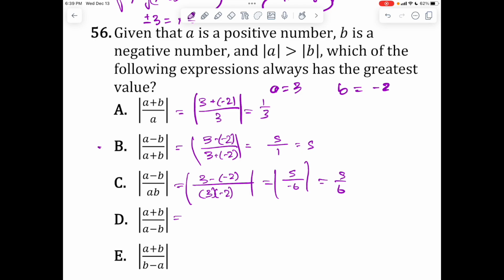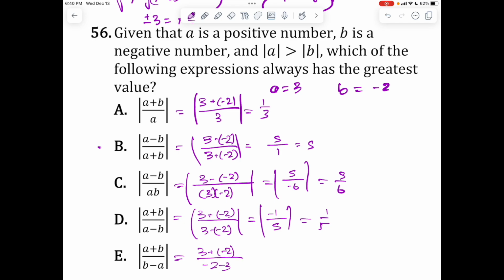Equals a plus b. So 3 plus negative 2 over a minus b. So 3 minus 2 is equal to 1 over 5. This is negative absolute value. So we end up getting 1 over 5. And this one is equal to a plus b, 3 plus negative 2 divided by negative 2 minus 3. That's equal to 1 over negative 5. Absolute value, all of it. Negative 1 over, it's just 1 over 5.